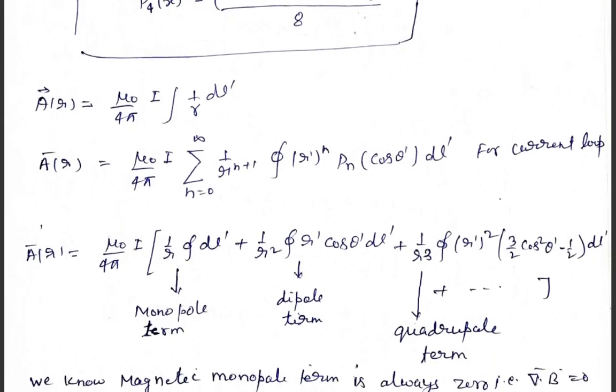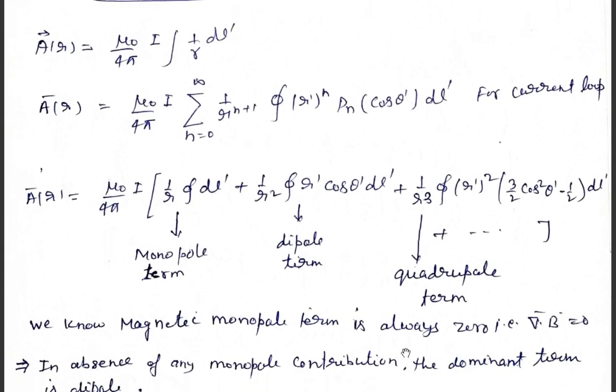Now if you look at these expressions carefully, the first one corresponds to the monopole term. The 1 upon r square term corresponds to the dipole term, and the 1 upon r cube term corresponds to the quadrupole term. But we have learned that divergence of B is equal to 0, which means the magnetic monopole term is always equal to 0. So this term must be equal to 0.